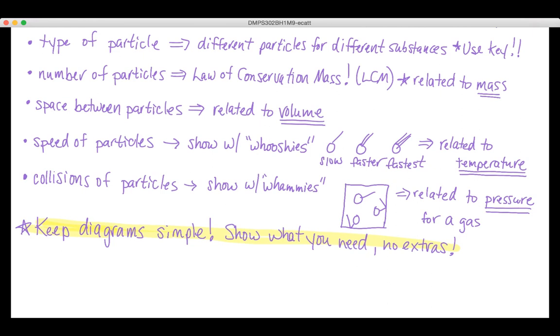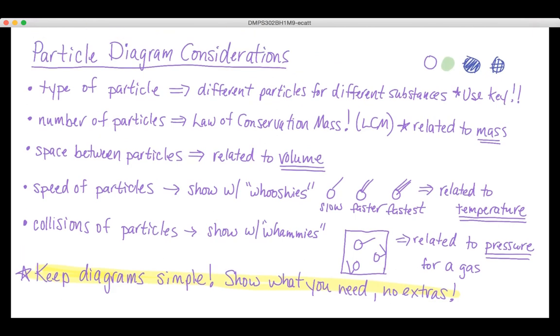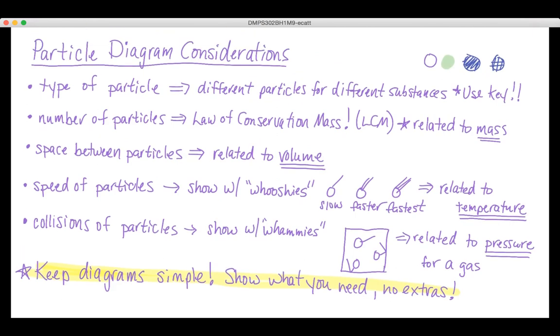Can you show what you need to with 4, 5, 6 particles? Maybe even 3. If you can, great. There's no reason to use more. Could you show the same thing using 15 or 20 particles? Absolutely. But it's going to take you more time to draw, to track, to interpret, and it's going to take me more time as well. So I'd rather us all be efficient with our use of time and keep things simple. Use just enough to show what you need to and nothing more.